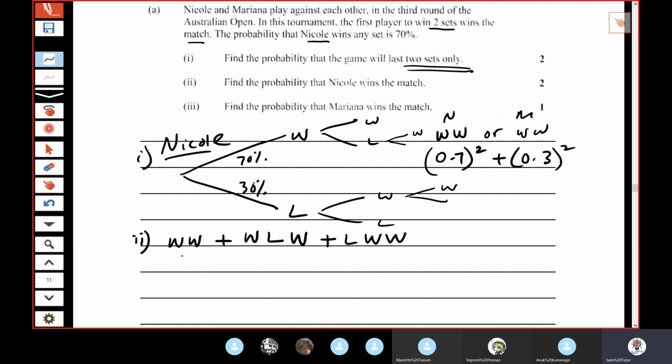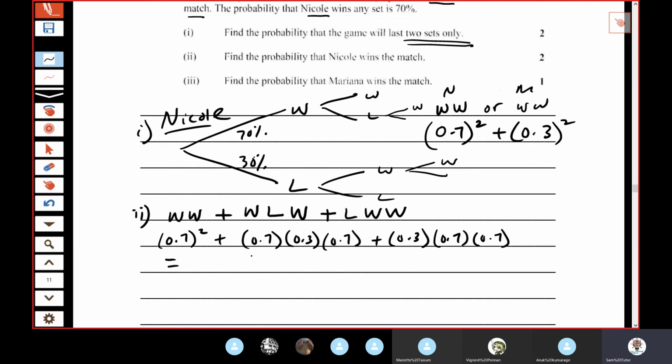And then, of course, 0.7 times 0.7 plus 0.7 times 0.3 times 0.7 plus 0.3 times 0.7 times 0.7. You can put squared, whatever. And then that should give you the answer we're looking for that one.